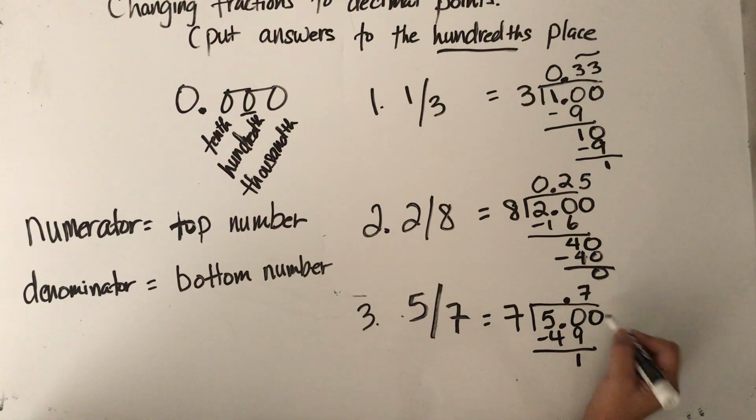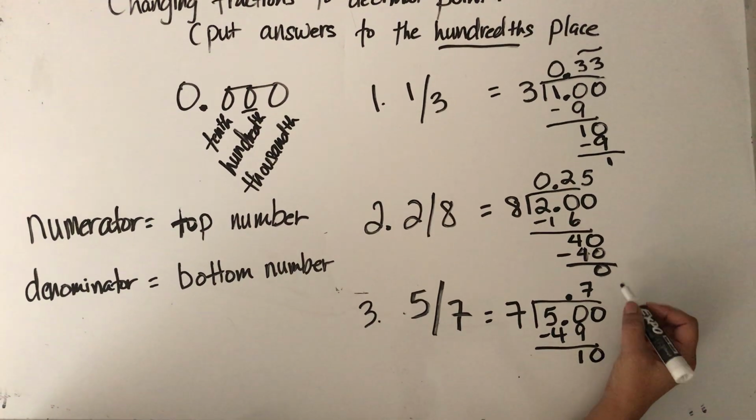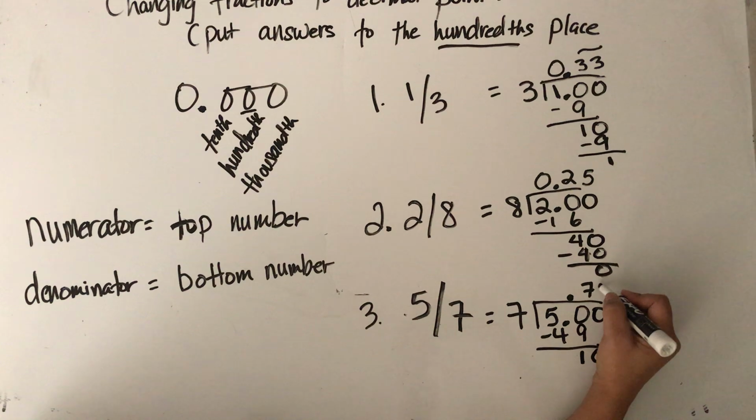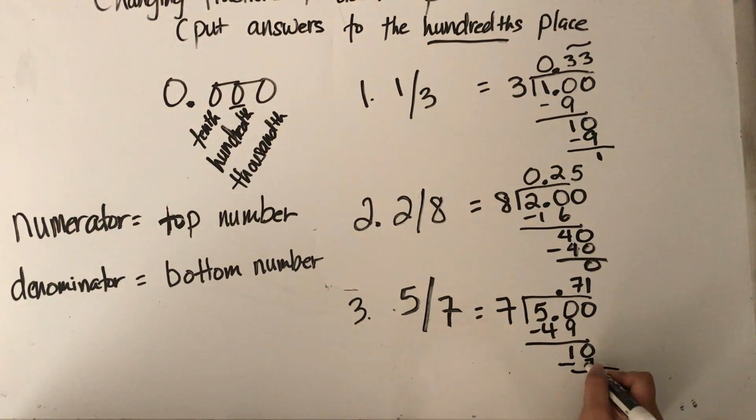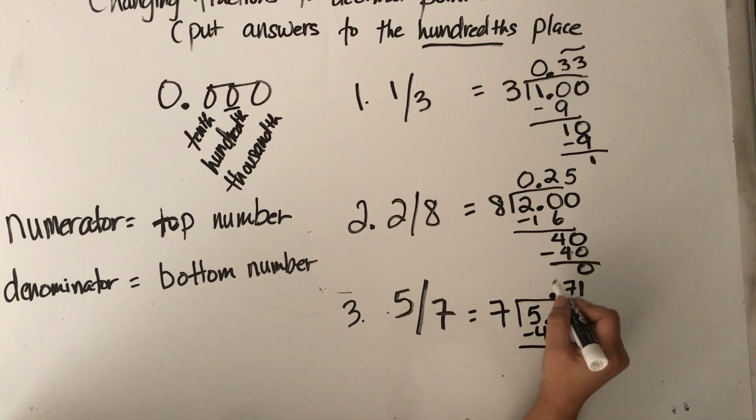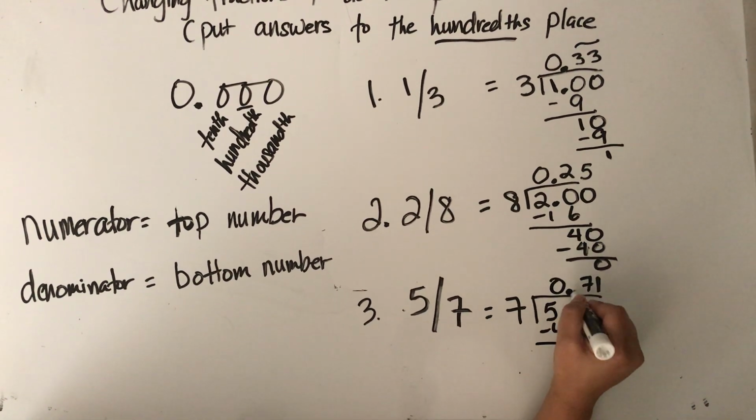Okay, got to add another 0 here, another 0 here. 7 can go into 10 one time. 1 times 7 is 7, and my remaining is 3. So my answer here is going to be 0.71.